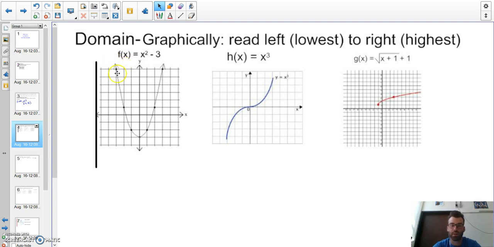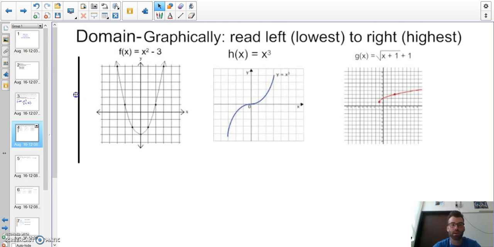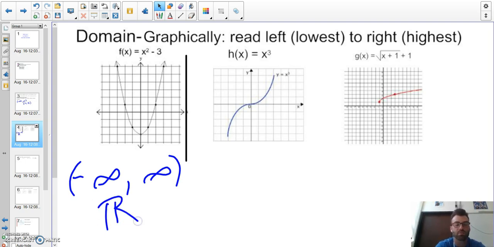Well, I can see by this arrow that it's going off to infinity. There's some really big negative number over here, and it's continuing and continuing. There's still x values, all the way up off to positive infinity. So no matter what number I input into my function, I'm always going to receive an output. So my domain of this function is all real numbers, or negative infinity to infinity. And you may see this symbol written as well. That's all real numbers.